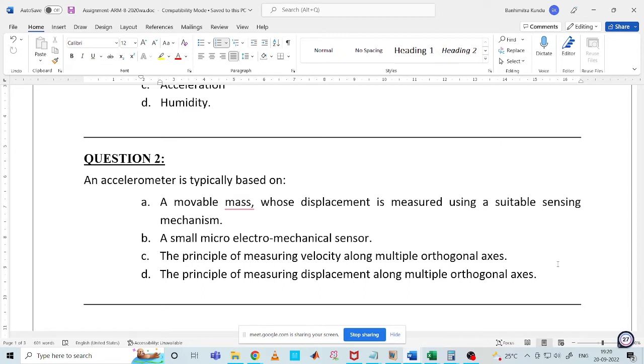Sir, multiple orthogonal axis means more than 3, sir. Yeah, multiple orthogonal axis means, let's say, x, y, z. Okay, sir. It's A and B only.